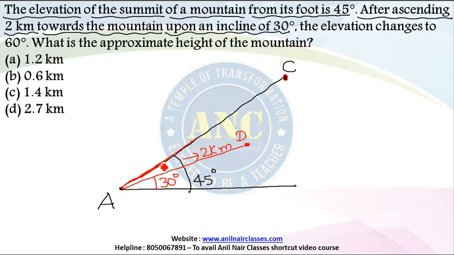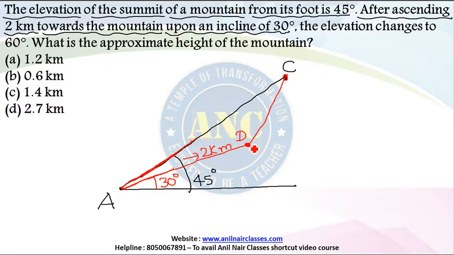I want to have an inclination of 30 degrees and then travel. After ascending 2 kilometers toward the mountain upon an incline of 30 degrees, the elevation changes to 60 degrees. That means from this point, I am right now at this point. From this point, if I see the summit, the angle of elevation earlier was 45 degrees.